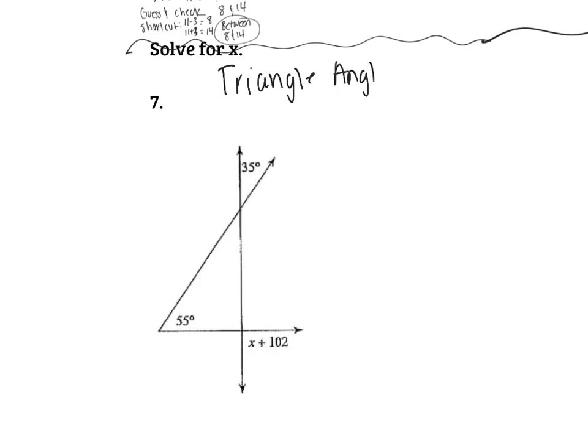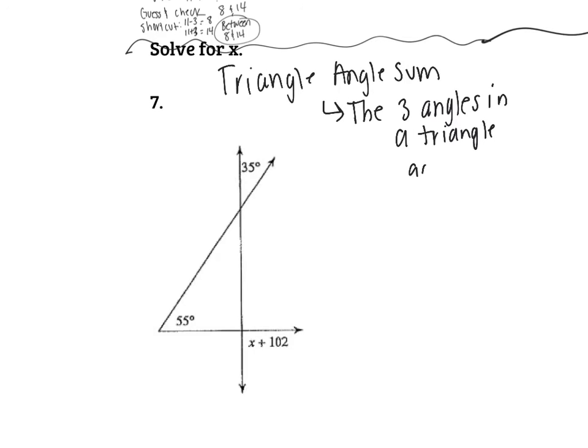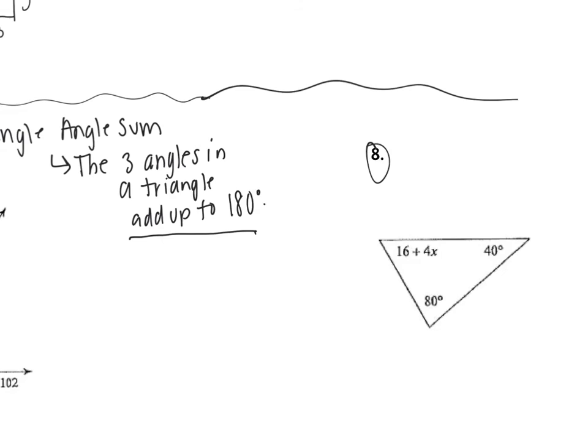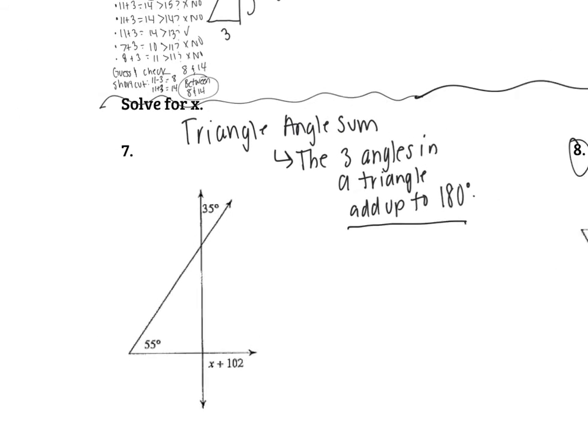triangle angle sum. All right, so what that tells me, and this is what we discovered in class, is that the 3 angles in a triangle add up to 180 degrees. And that's always true. No matter what, the 3 angles in a triangle add up to 180 degrees. So I'm going to do number 7 with you, and I'm going to let you guys do number 8 on your own. All right, so number 7.